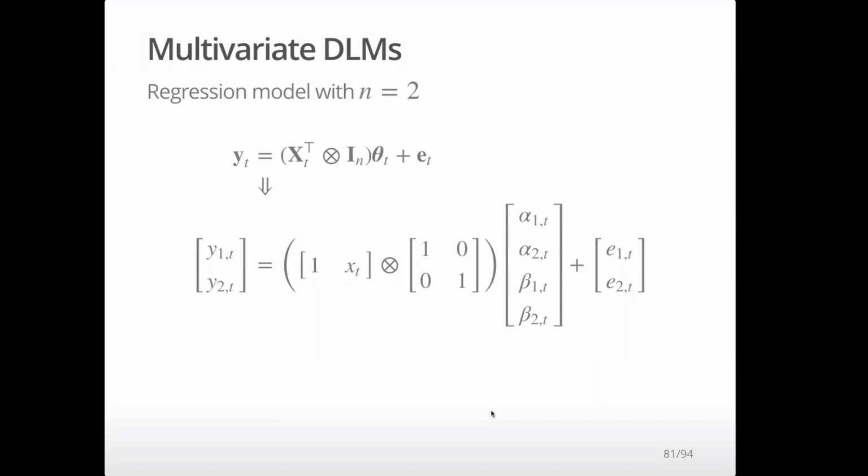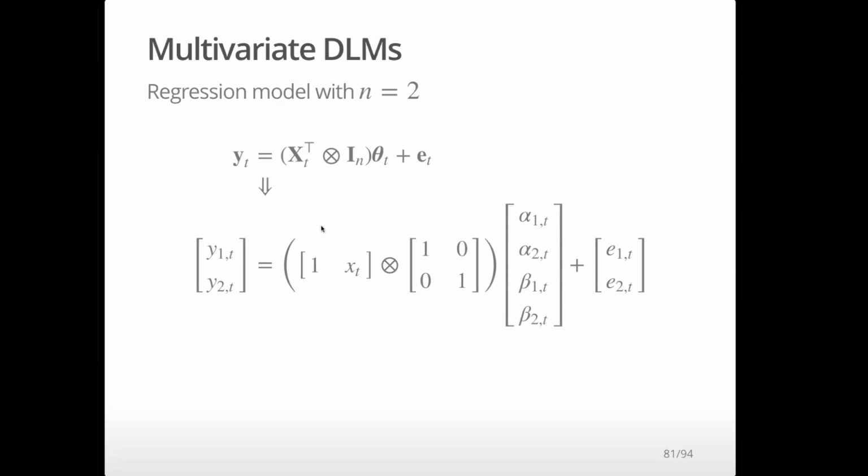Okay, so a regression model where now let's say we have 2 observations, so n is 2. And here's what we said that observation model looked like. Here's a vector. We take the predictors with a Kronecker product times the identity matrix. And they have parameters plus error. So let's write that out. So here's our 2 observations.